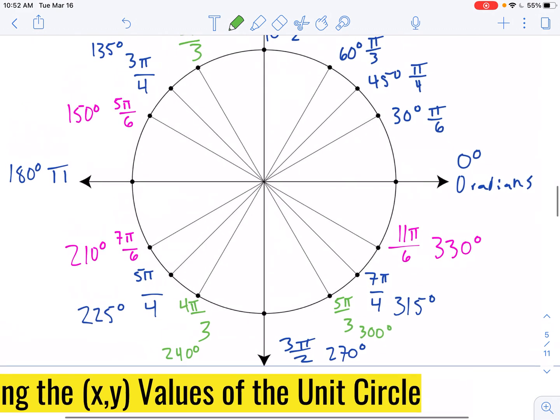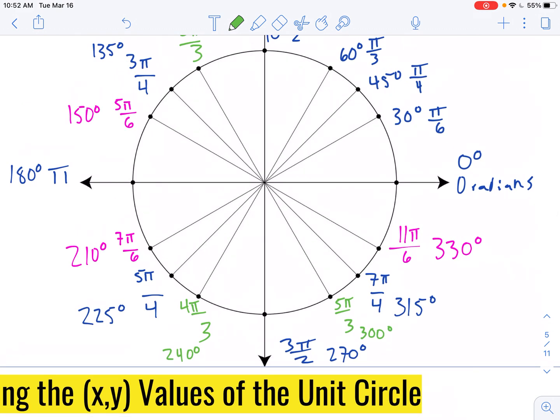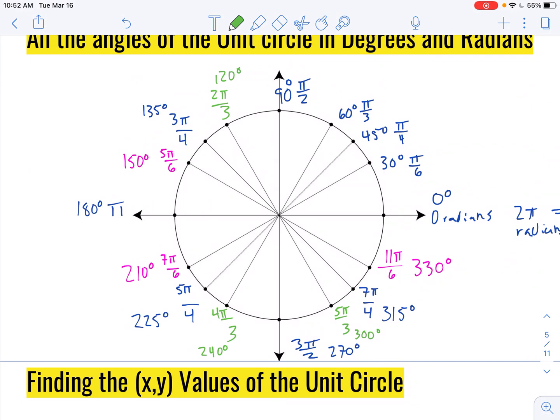So now we have every angle of the unit circle in both degrees and radians, and this is something that will have to be memorized. You're going to have to know this off the top of your head. I've given you some things to help you remember it. Knowing that all of the angles which terminate closest to your y-axis are over 3 will help. Knowing that all of your angles which terminate closest to the x-axis are over 6 will help. Knowing that all of your angles that terminate directly in the middle of your unit circle terminate at pi over 4, that will also help you as well.